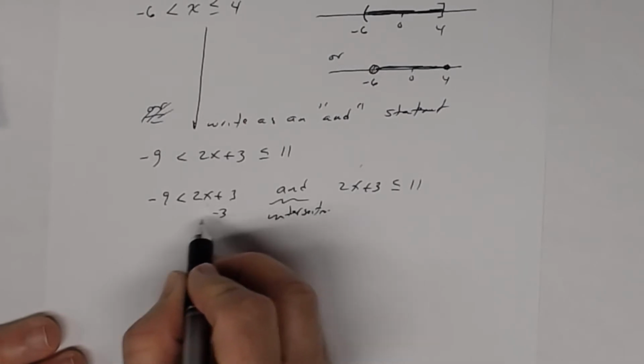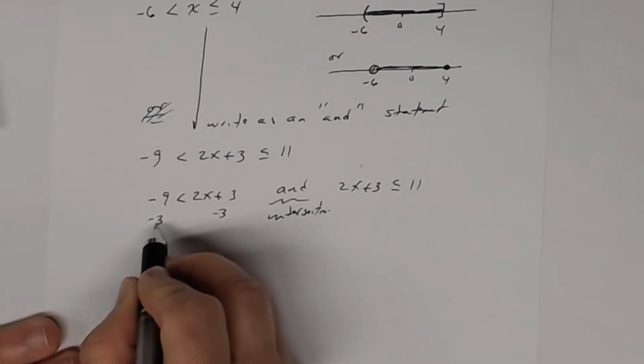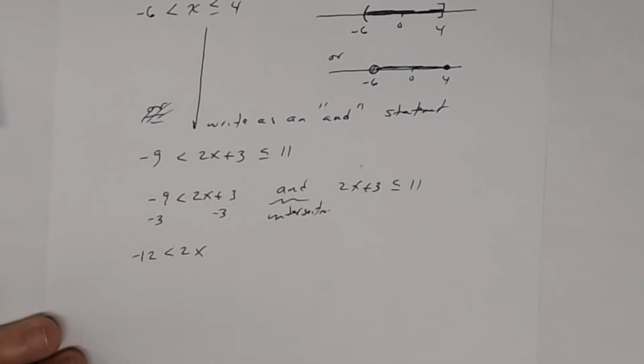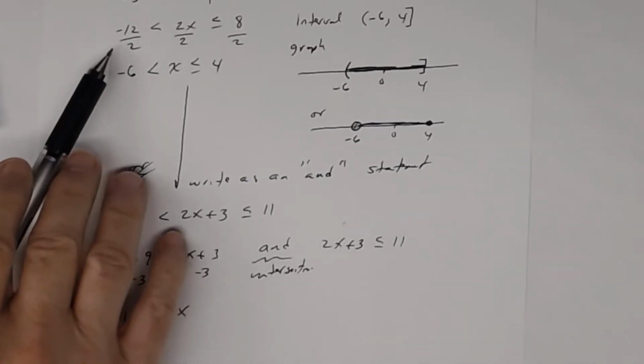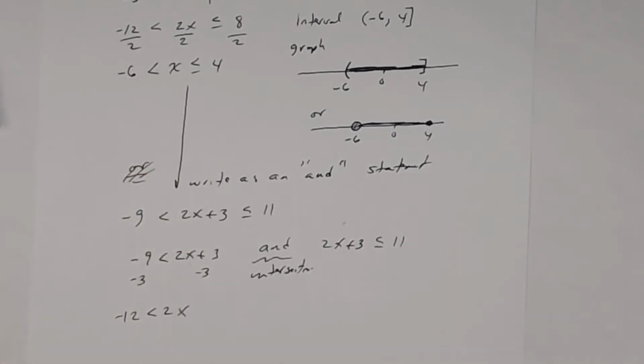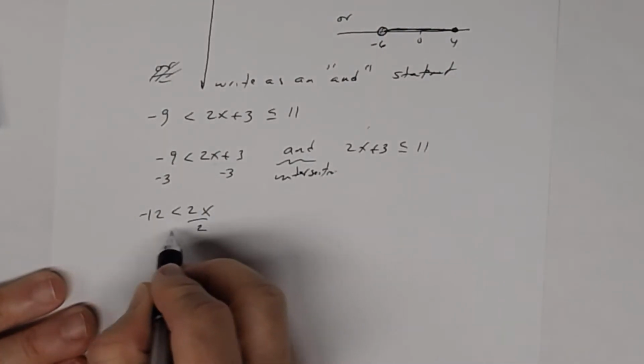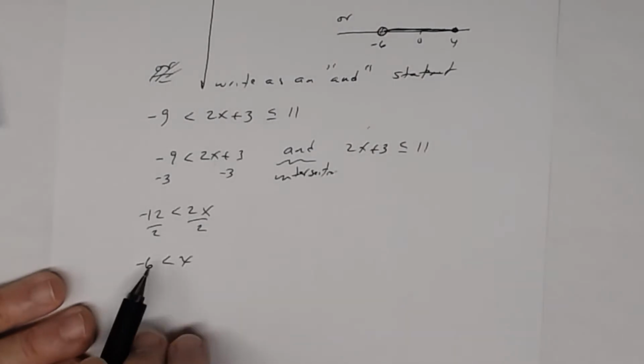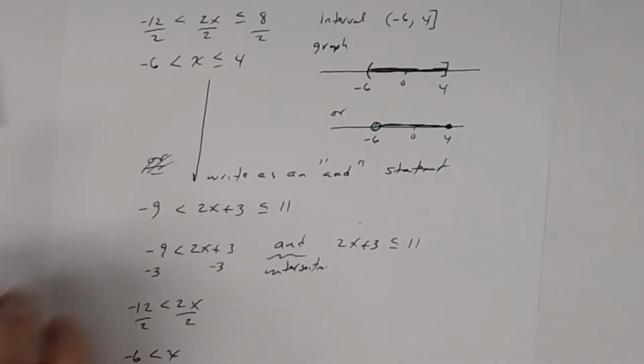So I'm going to subtract 3 from both sides. So I get negative 9 minus 3, which is negative 12, is less than 2x. And so you see this negative 12 right here? That's this negative 12 right here. See that? And then dividing both sides by 2, I get negative 6 is less than x. See that negative 6? That's negative 6 here.